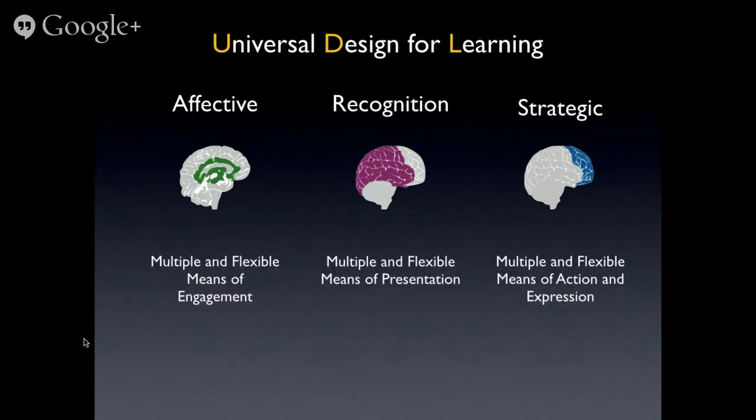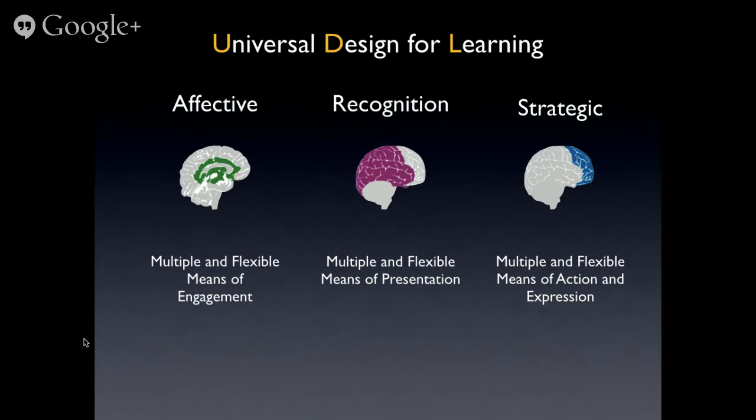So each of these networks has a corresponding principle that you can use to design instruction that supports learners along that dimension. So for the affective network, that means providing multiple and flexible means of engagement. That basically is providing students a voice and choice, highlighting how the information is relevant to them, highlighting why it's important to learn it, and then providing some choices so that you're developing their autonomy and so that they become independent learners who are motivated and resourceful.